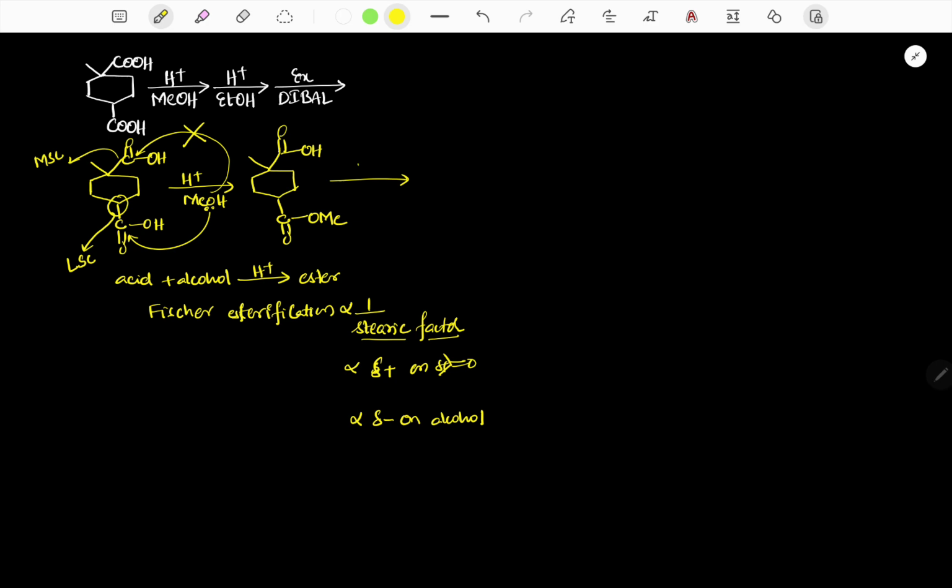Now it is treated with H plus and ethanol. Again we are adding alcohol and we have an acid. So acid plus alcohol in the presence of H plus gives esterification. In this case there is no other possibility, only one possibility is like this. In the presence of H plus esterification takes place. In acidic medium the esterification is known as Fischer esterification. Now it is treated with excess DIBAL-H, diisobutylaluminum hydride.